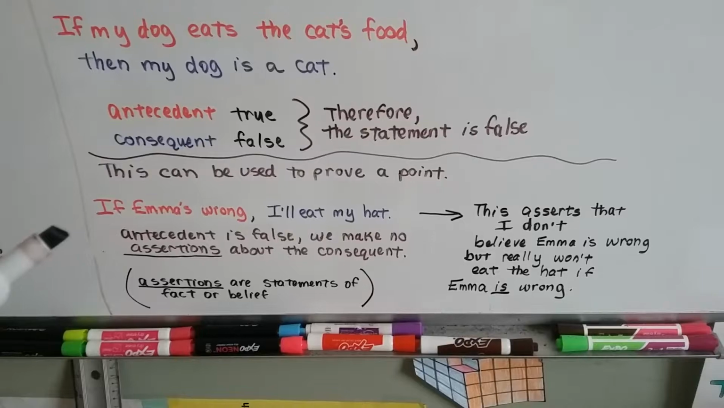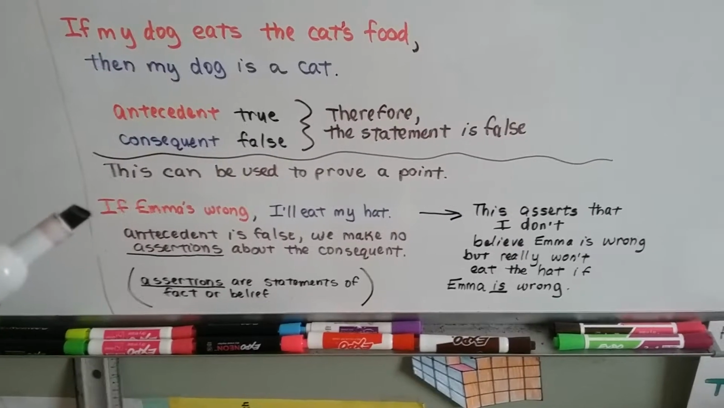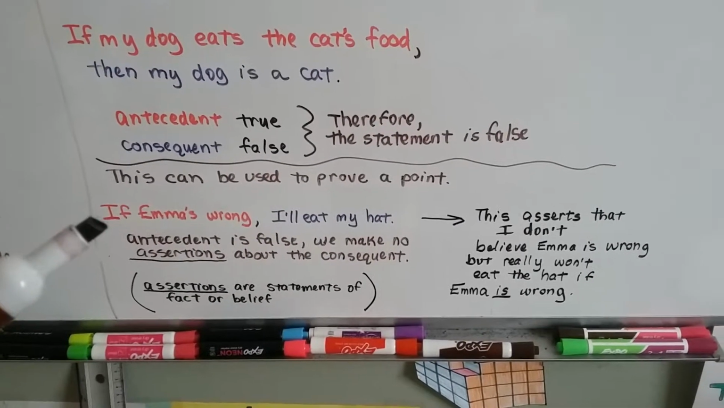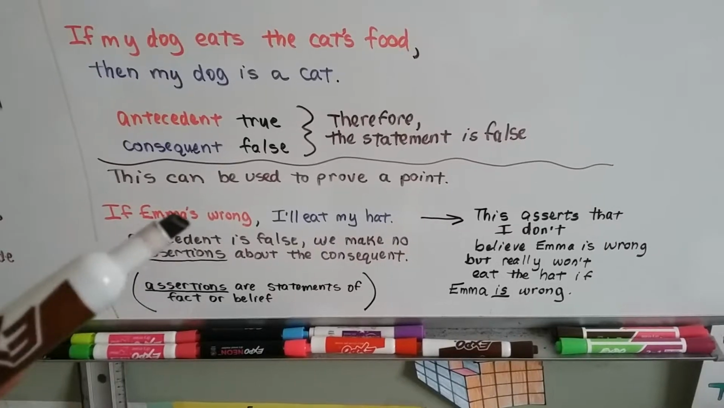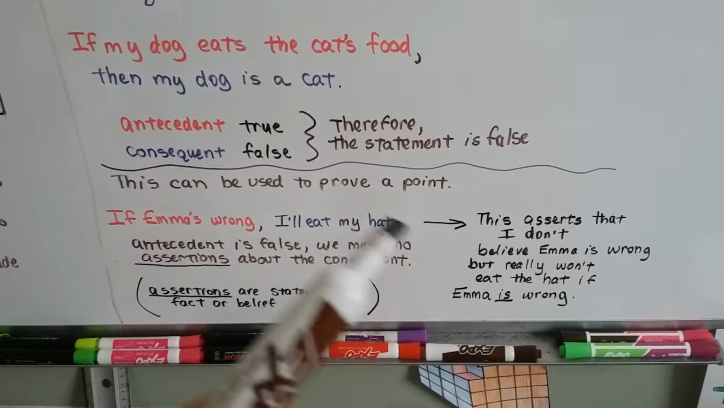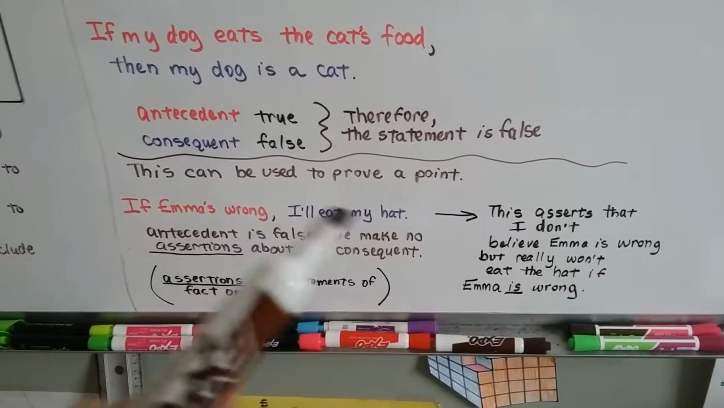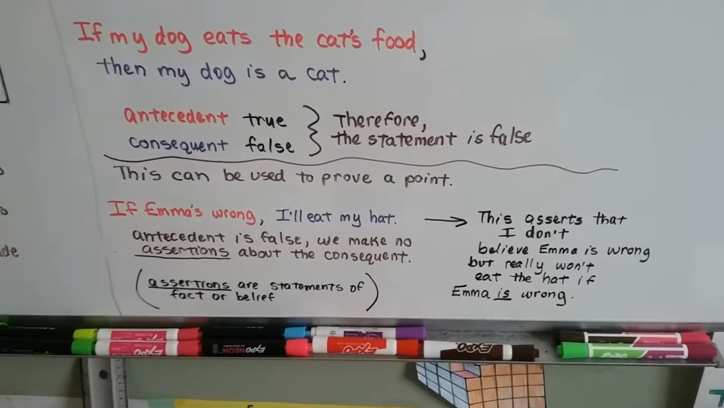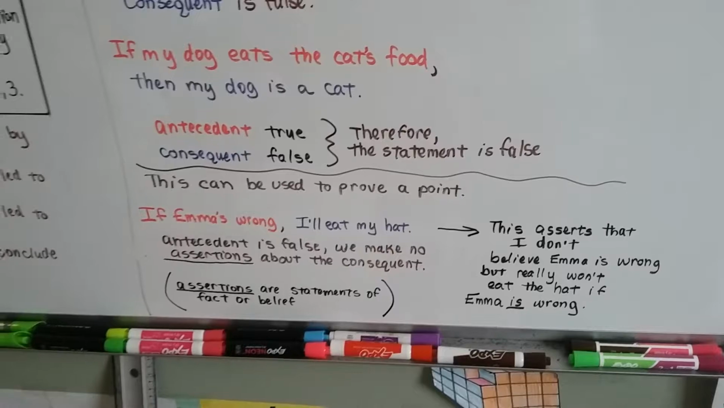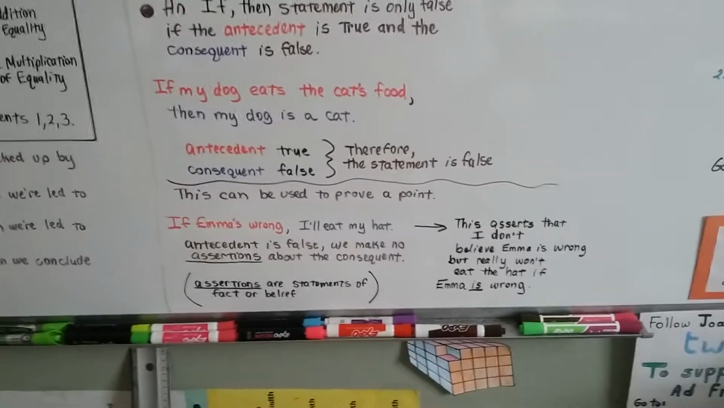This asserts that I don't believe Emma's wrong. I really believe she's right. And I'm so sure that she's not wrong that I say I'm gonna eat my hat if she is wrong. And this is just a saying. We know I wouldn't eat my hat. It's just a saying. Like, I'm a monkey's uncle.